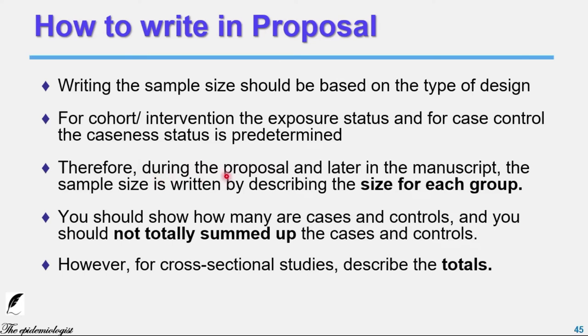Therefore, during the proposal and later in the manuscript, the sample size should be stated by describing the size for each group. You should show how many are cases and how many are controls, but you should not sum up the cases and controls and write totals. However, for cross-sectional studies, you should describe the total number of study subjects as a single group.